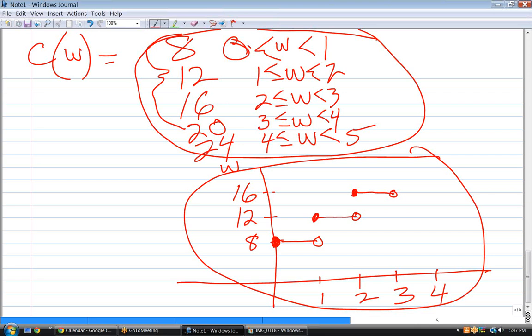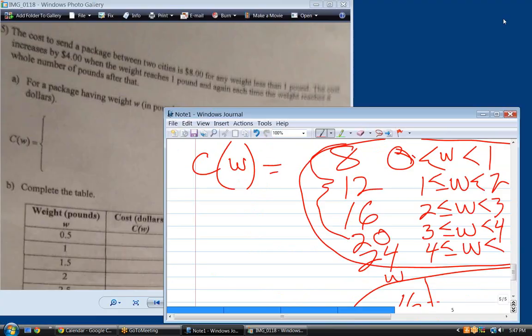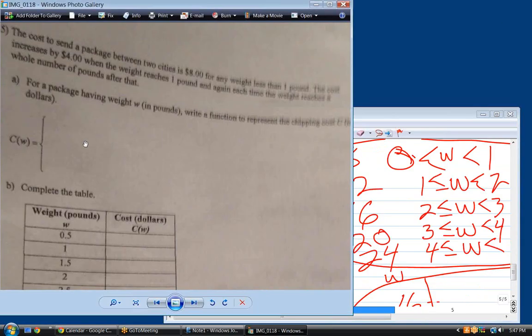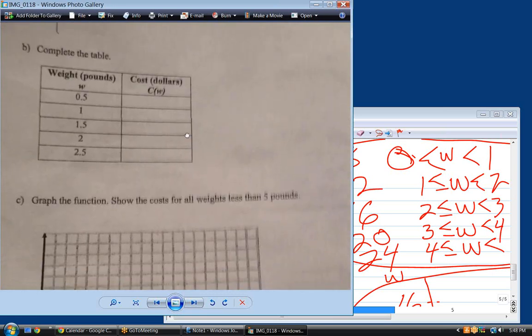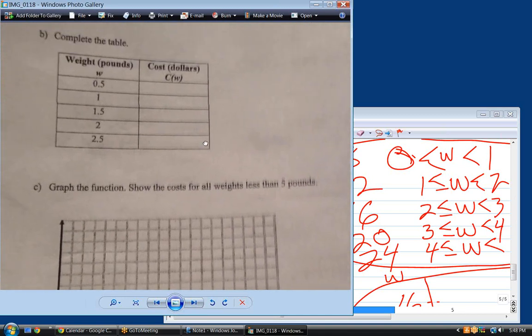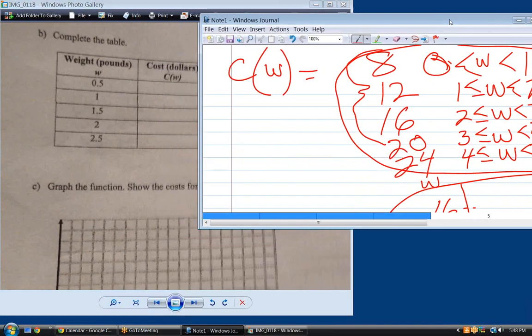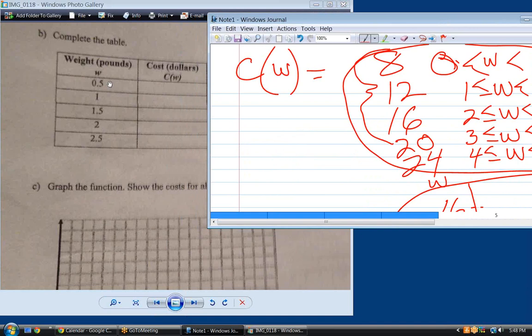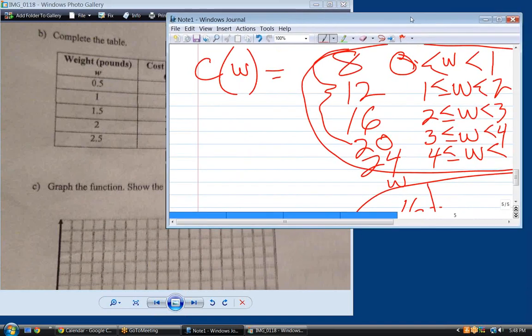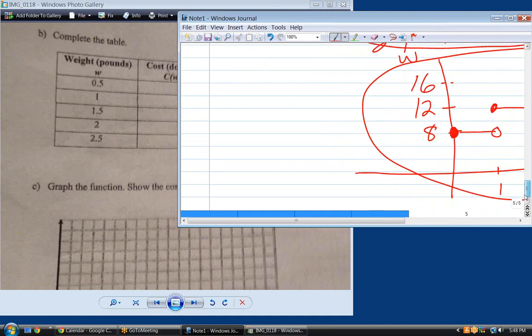You could use a greatest integer function, but I don't know if that's what they want you to use here or not. In other words, the reason I don't like this problem is because there's an infinite domain. We could keep writing. It asks you to complete the table, graph the function. Well, we've already graphed the function. Let's go ahead and complete that table based on our function. What's the cost for when the weight's half a pound? Would it be $8? $8, right?